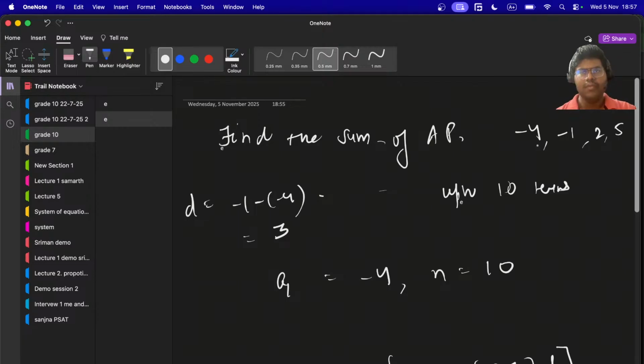So what we have learned so far, just a recall, we have understood how to define the sum of an AP, and then we have also defined how to derive the formula for the sum of an AP. And then we have seen one question regarding finding the sum of an AP up to 10 terms. Now the next question.